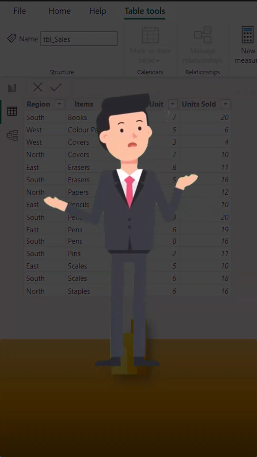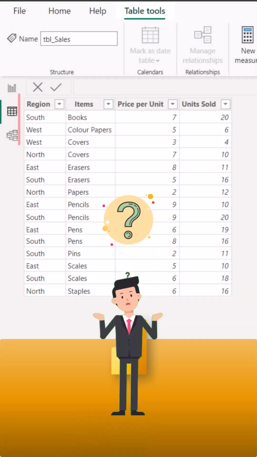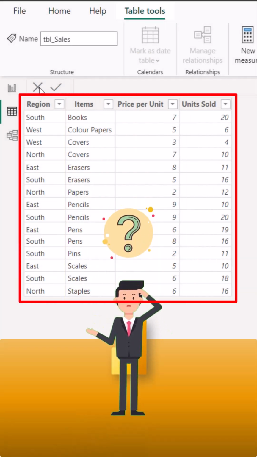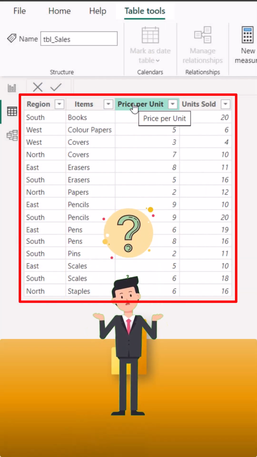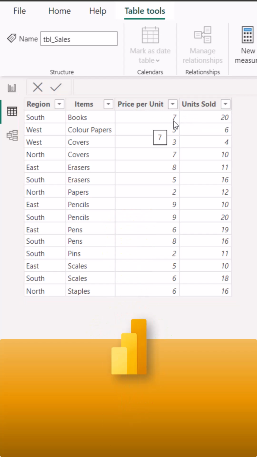Many people get confused about SUM and SUMX functions in Power BI. Here I have four fields: region, items, price per unit, and units sold. I have the price and the number of units sold, but I don't have a sales column here. So let's see in action how to find the sales.